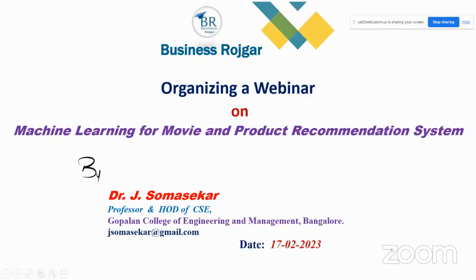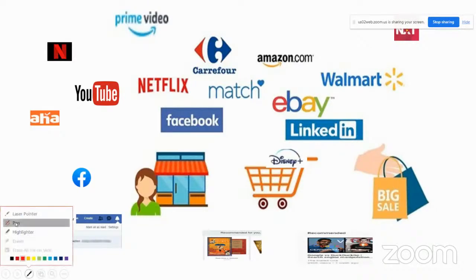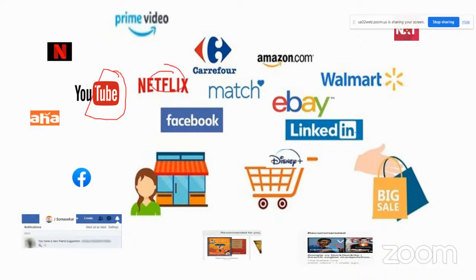So welcome to the webinar on machine learning for movie and product recommendation system. Thanks to the organizers for giving this opportunity. Before going to the recommendation system, as you can see here, streaming services like YouTube, Netflix, and Amazon Prime Video, as well as e-commerce websites like eBay and Flipkart, and even social media like Facebook, LinkedIn, etc.